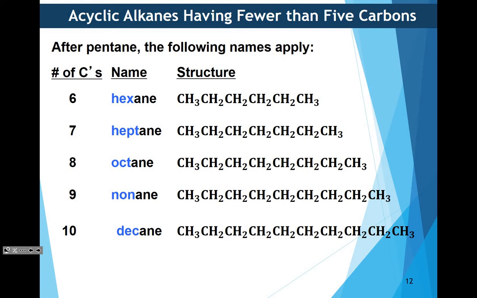Then we go to hexane, heptane, octane, nonane, and decane. It follows the shapes in math, if you know the shapes in math. So after you hit pentane, it just follows the shapes or the names. Hex meaning 6, hept meaning 7, oct meaning 8, non meaning 9, and deca meaning 10.